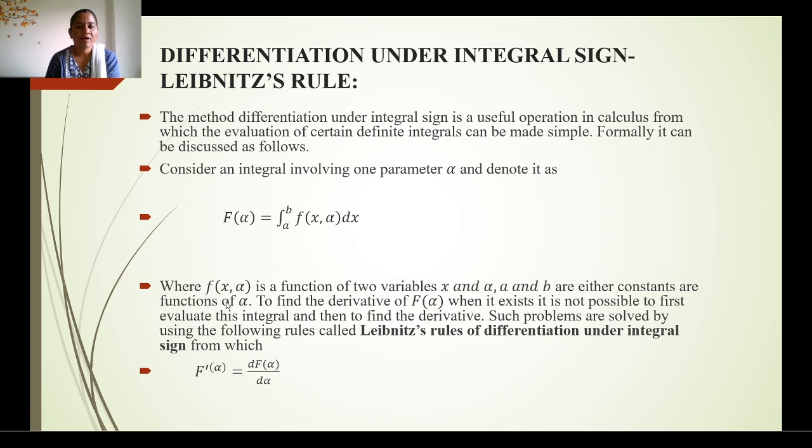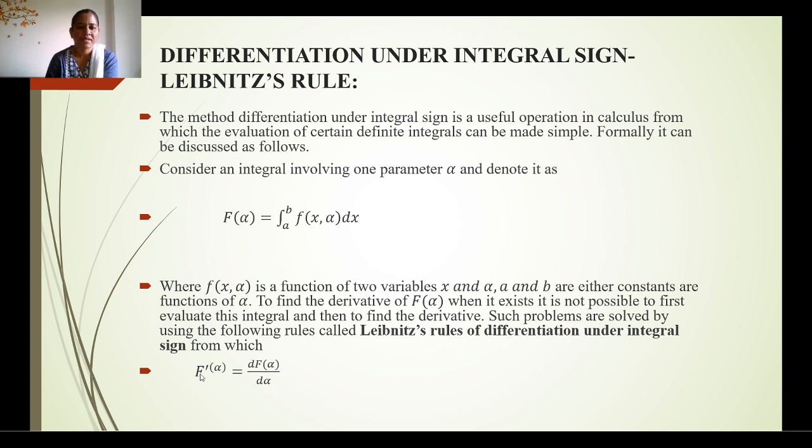Where f of x comma alpha is a function of two variables x and alpha, and a and b are either constants or functions of alpha. a and b are the limits, lower limit and upper limit. To find the derivative of f of alpha when it exists, it is not possible to first evaluate the integral and then find the derivative. Such problems are solved using the following rules called Leibniz rules of differentiation under the integral sign.